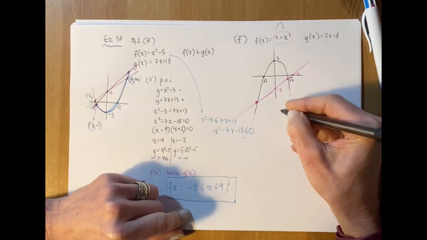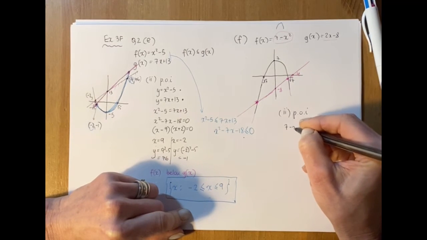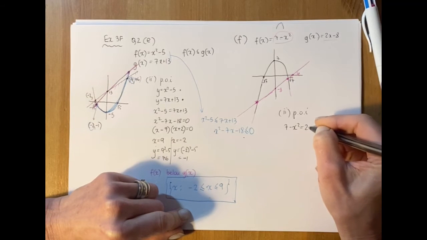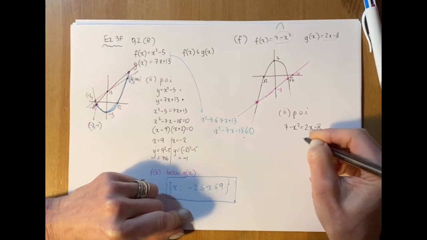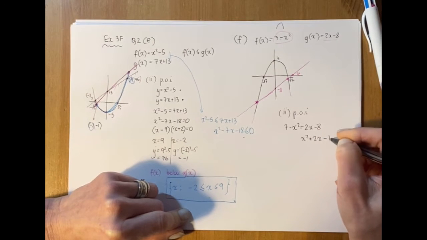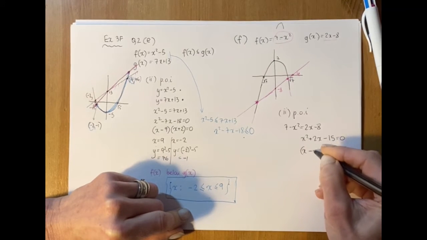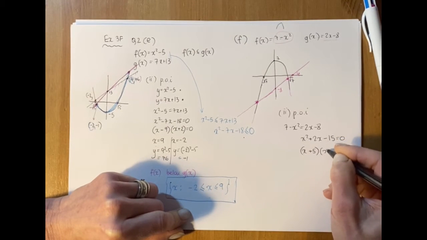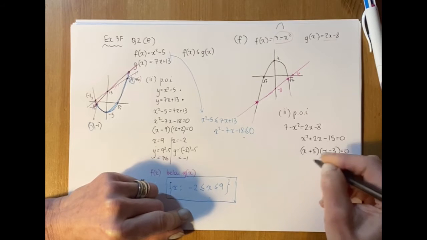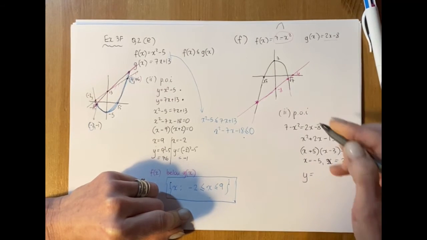So for the points of intersection, we're going to make 7 minus x squared equal to 2x minus 8. So x squared plus 2x minus 15 is equal to 0. If I factorize it, it's a nice factorization. You will have x is -5 and 3. So let's put x is equal to -5 and find the corresponding y coordinates.